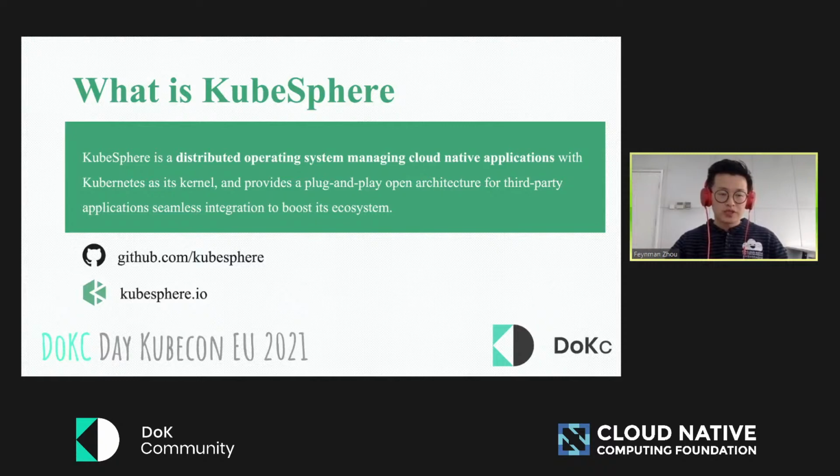KubeSphere is positioned as a container platform, and KubeSphere is a distributed operating system managing cloud-native applications with Kubernetes as its kernel. So you can imagine Linux kernel and Ubuntu desktop. So you can regard KubeSphere as a desktop with Kubernetes as its kernel. And KubeSphere provides a plug-and-play open architecture for third-party applications, seamless integration to boost its ecosystem. By the way, KubeSphere is totally open source and free to download. So you can get the source code from GitHub, and you can get the documentation and more information from the KubeSphere website.